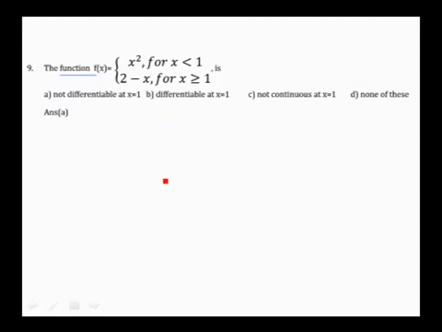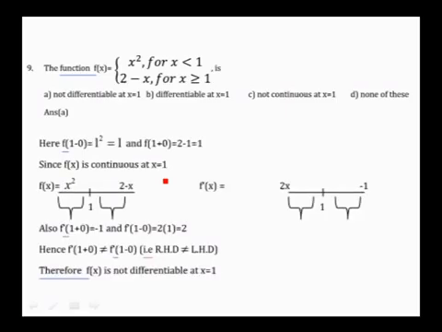The function f(x) is equal to x square for x less than 1 and 2 minus x for x greater than or equal to 1. Is it not differentiable at x equals 1, differentiable at x equals 1, not continuous at x equals 1, or none of these? See, here you have to think about the differentiability.